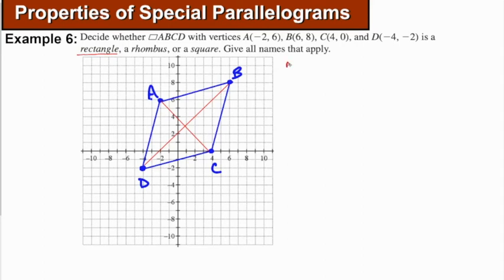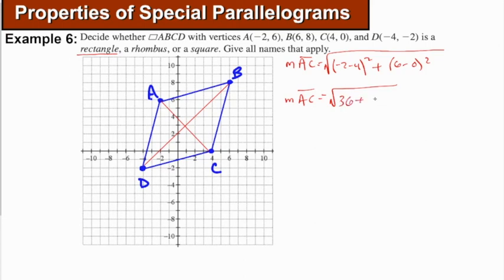So the measure of AC is equal to the square root of, we'll take A and C, and we'll find the difference of their x values, -2 minus 4 squared. Add that to the difference of their y values, 6 minus 0 squared. And we get -6 squared is 36, plus 6 squared is 36. It is the square root of 72.